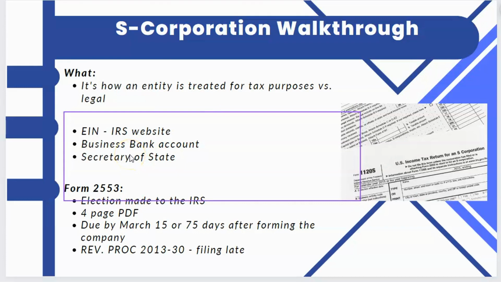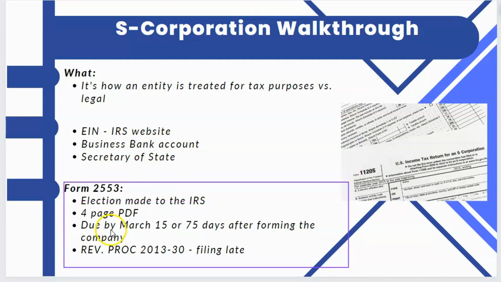Similar to setting up an LLC or a C Corp, you're going to go to the IRS website and get an EIN. It's free to do. Make sure you open up a separate business bank account and you want to register with the Secretary of State in the state that you're doing business in or where you have employees. So this section right here, you would do very similarly if you were opening up any other type of entity, not an S Corp. So you would do the same here.